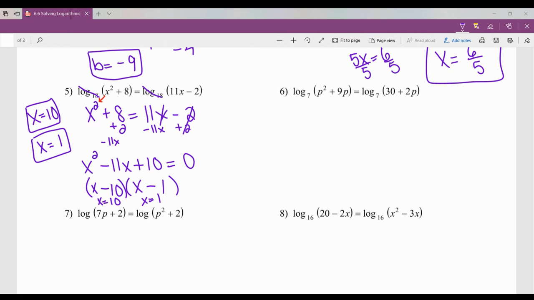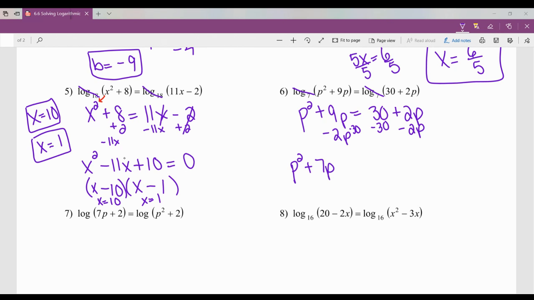We've got log base 7 equals log base 7, so I can cancel out the one log from each side. So I've got p squared plus 9p equals 30 plus 2p. Again, we have a quadratic equation. What we do with a quadratic is bring everything to one side and have it equal 0. So I'm going to minus 2p, and then minus the 30 to the other side. So I've got p squared, and 9p minus 2p is positive 7p, and then minus 30 equals 0.